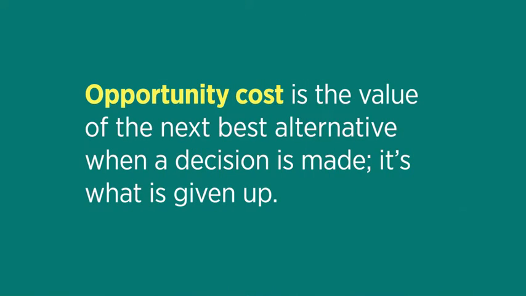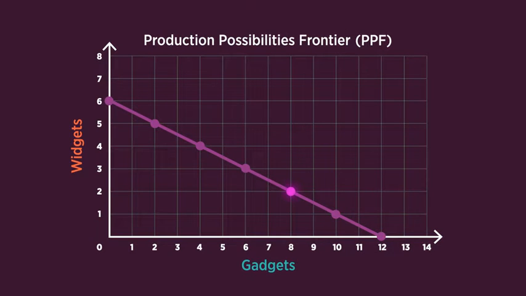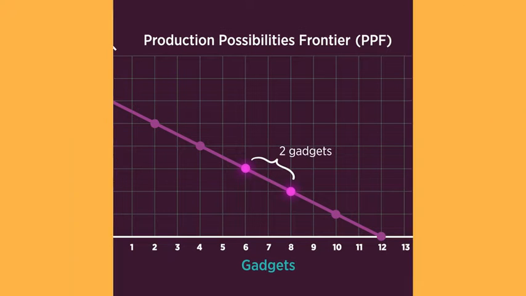In the previous segment, we learned that scarcity forces people to make a choice, and when people choose, there is an opportunity cost. Opportunity cost is the value of the next best alternative when a decision is made. It's what is given up. The opportunity cost of producing one more widget is the lost opportunity to produce two gadgets. So the PPF can be used to illustrate two very important economic concepts, scarcity and opportunity cost.